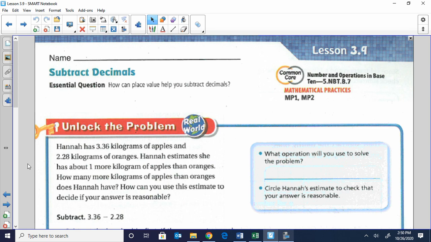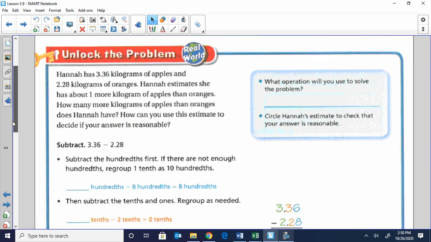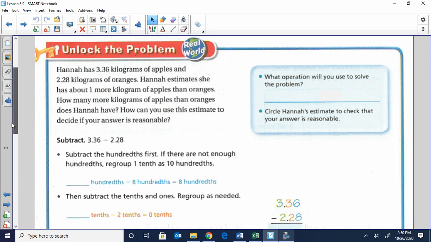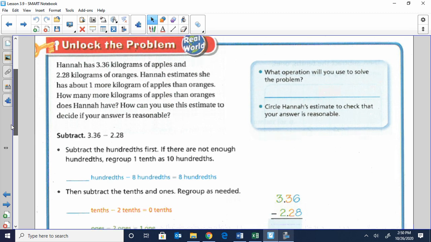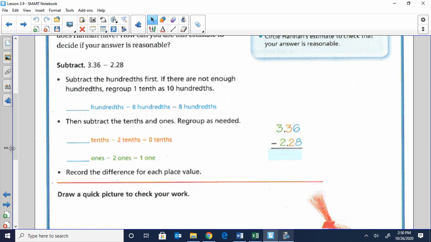Hi students, today we're doing lesson 3.9, subtracting decimals. Today's lesson is very similar to the lesson we did yesterday with adding decimals, but today we're going to line them up and subtract. Remember, the key to today's lesson, just like yesterday, is that you must first line up your decimals. The important part of adding and subtracting is lining those decimals so that you can line up your place values.